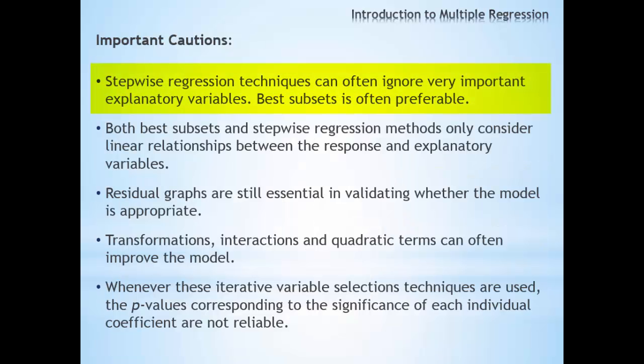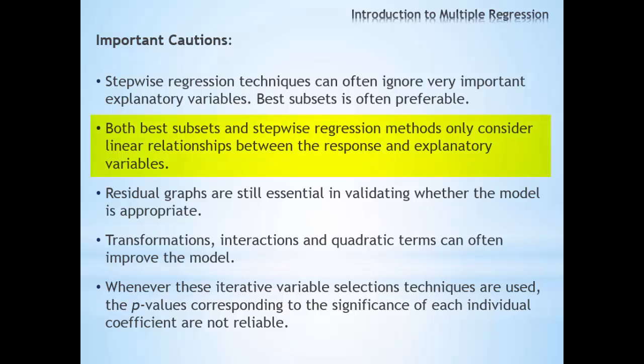So it's important to recognize that stepwise regression techniques can often ignore very important explanatory variables. The output in stepwise regression would give the user no indication that leader was important. Best subsets or other global techniques are often preferable to stepwise regression techniques. Both best subsets and stepwise regression methods only consider linear relationships between the response and the explanatory variables. For example, there might be a strong quadratic relationship between one of the x variables and the response variable. Only looking at residual plots would help us identify that a quadratic term should be included.